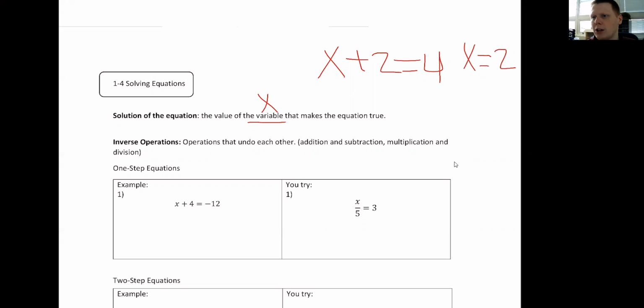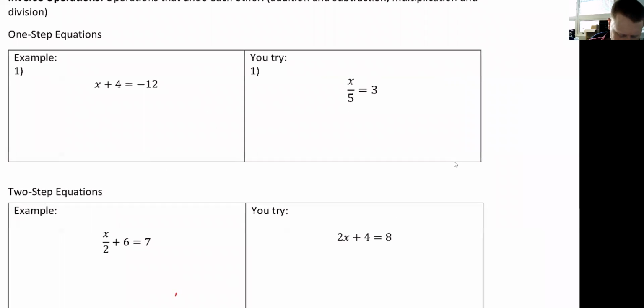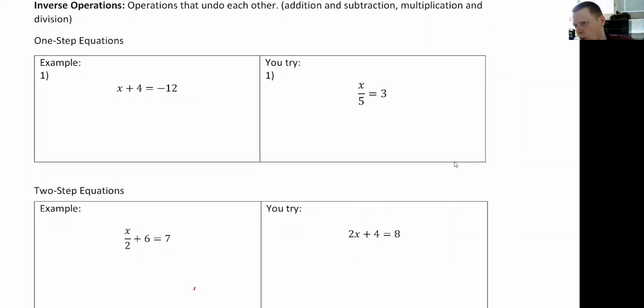We'll learn some more later this year as we get into different types of functions, but just a little basic review. So we're going to be looking at different types of equations. The most simple is one-step equations. They're called one-step equations because, well, they take one step to solve. So usually pretty simple, not too bad.